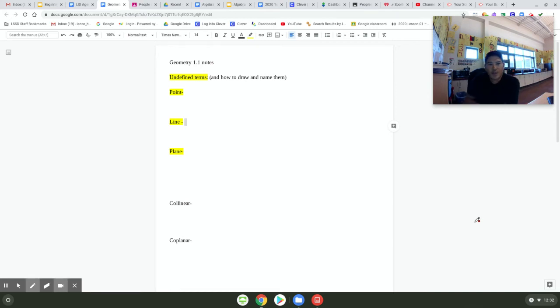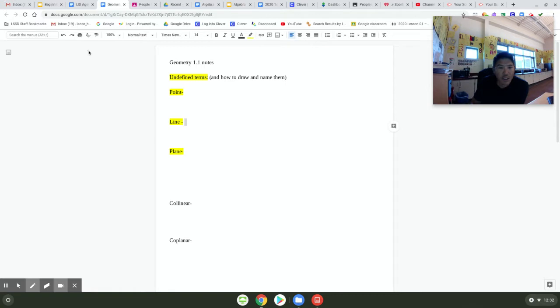Okay, this is Geometry, Chapter 1, Section 1, basically the basis of all geometry. What we'll be going over today, you'll be using in the entire course of geometry. So in geometry, there's some undefined terms, even though I'll go over exactly what they are. They're not the formal definitions, they're just what everybody agrees on what they are. And then we'll also talk about how to draw them and name them.